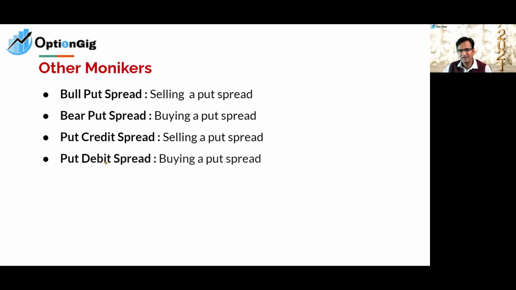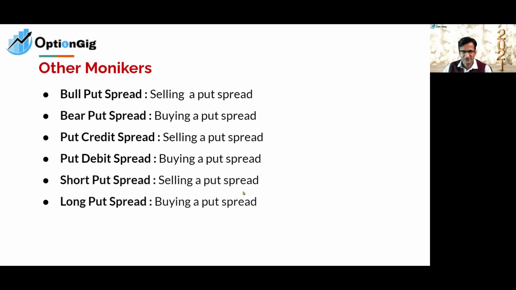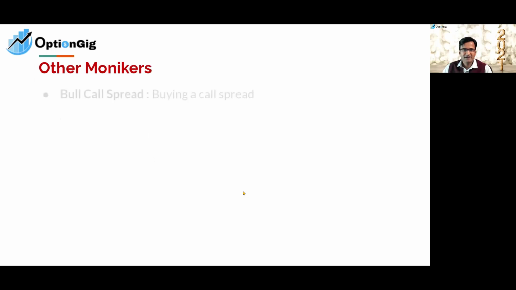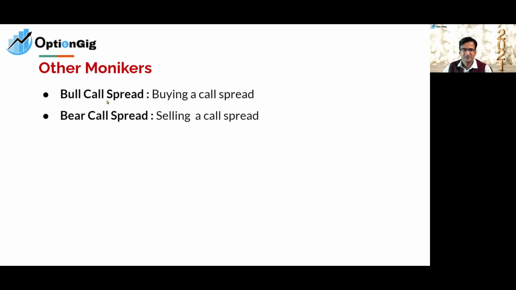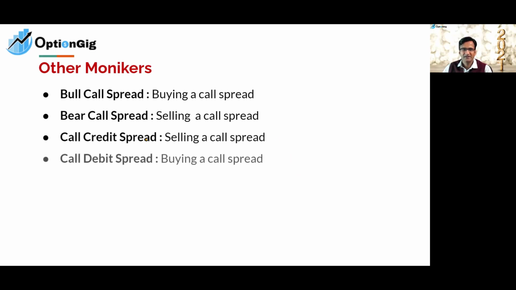Put debit spread: you have to pay money to do this trade. When do we pay money? When we are buying anything. So it means I'm buying a put spread. Short put spread, long put spread, we already talked about. Same is the case with the call. Bull call spread means I'm buying a call spread. Bear call spread, I'm selling a call spread. Call credit spread means I'm selling, because when you sell, you receive a credit, you receive money.